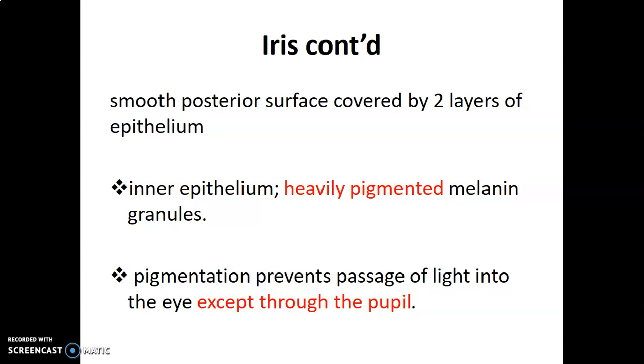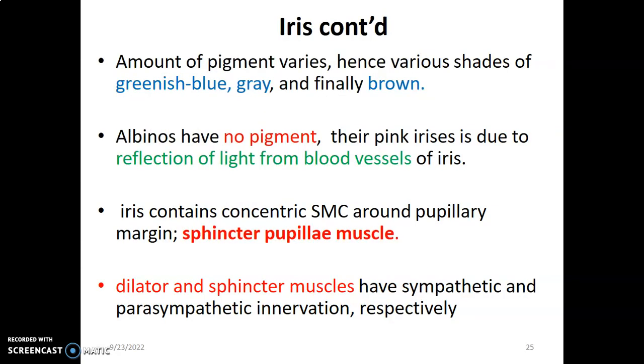The iris contains concentric smooth muscle cells, and these are what form the sphincter pupillae muscle, so they constrict the pupil. So the iris has dilator pupillae and sphincter pupillae. Dilator pupillae muscles are innervated by sympathetic nerves, so they will cause dilatation of the pupil. Sphincter pupillae muscles are innervated by parasympathetic nerves. They will cause constriction of the pupil.